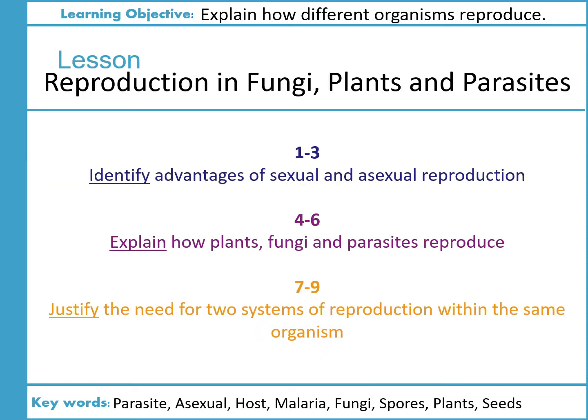So our objectives for this lesson require us to be able to identify the advantages of asexual and sexual reproduction. That should be already familiar to you. It's to explain how plants, fungi and parasites reproduce, and to justify the need for two systems of reproduction within the same organism.